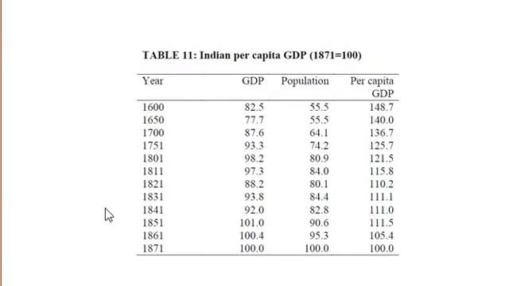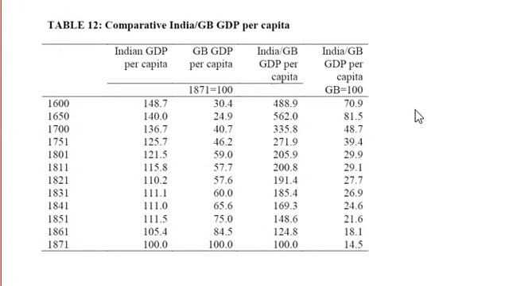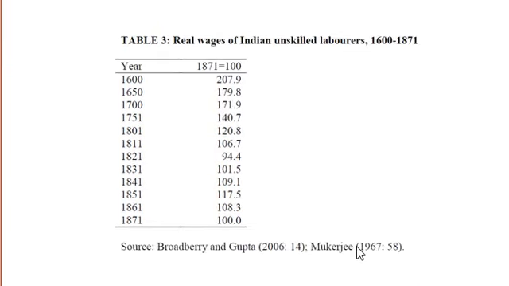This is the same graph in tabular format, which shows the GDP of the Indian economy was about 148.7 per capita. That is the per capita GDP, and here we see that in the 1600s it was about 80%, and in 1871 it's about 14.5% of the per capita GDP of Great Britain.